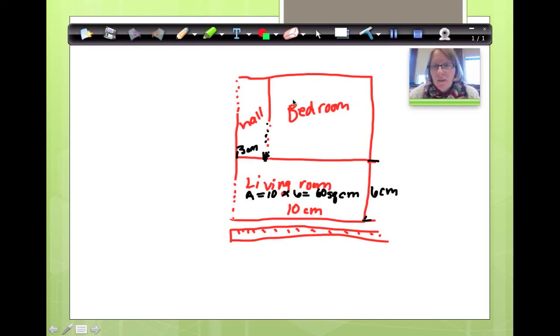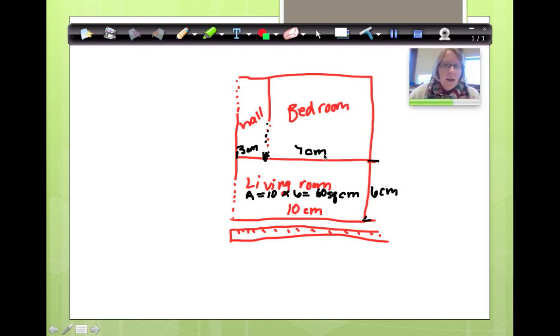Now I need to find the length of this side. Knowing that this is 3 centimeters, I could measure this side, but can I use math to figure out what this is? Sure I can. I know that this whole length is 10, which means that this whole length is 10. So 10 take away 3 would be 7. So the rest of this is 7 centimeters.